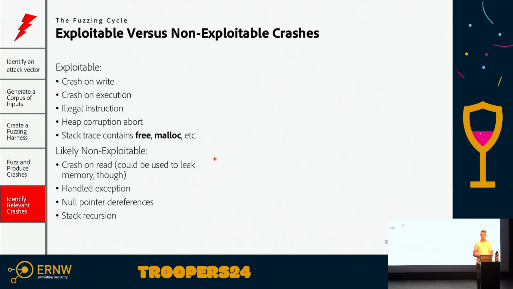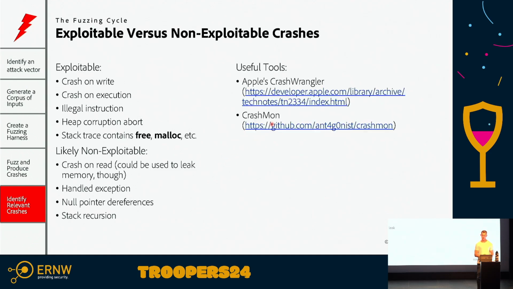Things that are likely not exploitable are a crash on a read, although you could leak memory addresses through this, a handled exception, a null pointer dereference, or a stack recursion. So those are some basic heuristics you can use. There are a couple of tools that can help you sift through crash dumps and figure out which ones you might want to look at from an exploitation point of view. One is Apple's Crash Wrangler, and the other, I believe this is written in Node, is a bit easier to use and a really great tool. It's called Crashmon. I've provided the links for both of those here.